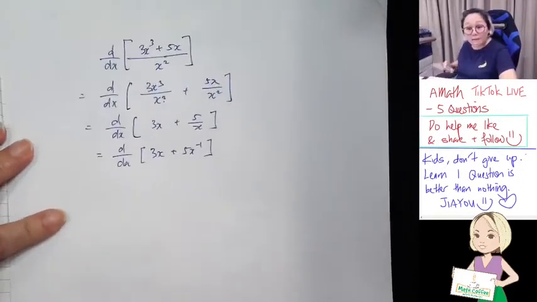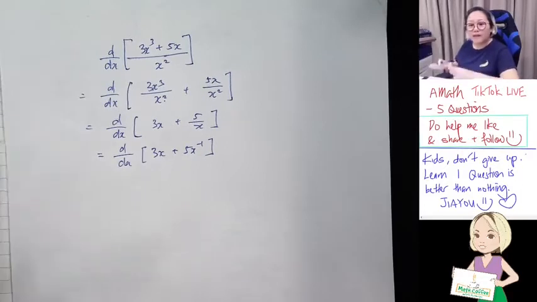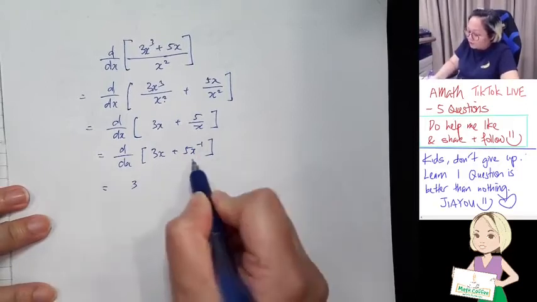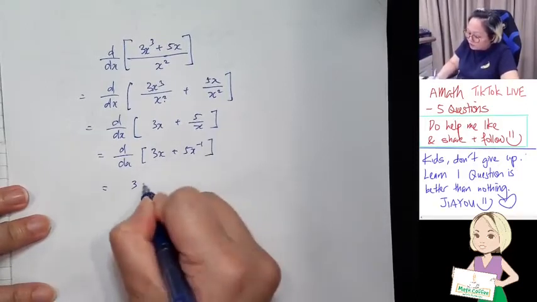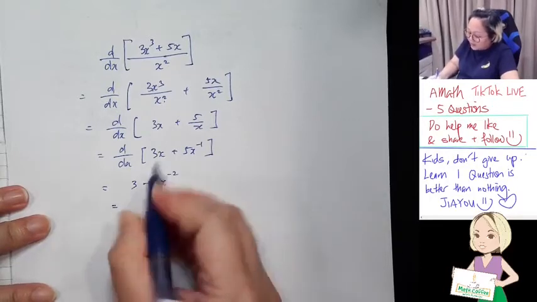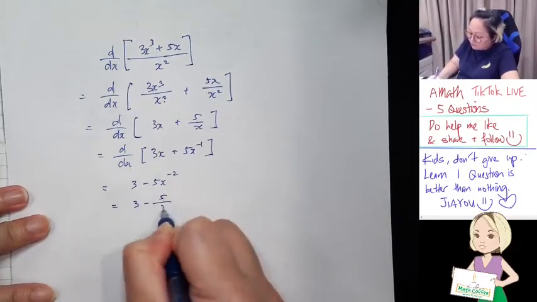Okay, so now I'm ready to differentiate. Now it's rule 1, rule 2. Agree? So then it becomes differentiate 3x is just 3. Differentiate this one, bring down the minus 1. So it's minus 5x power minus 1 minus 2. Don't put as negative index. So it's 3 minus 5 over x squared. Done.